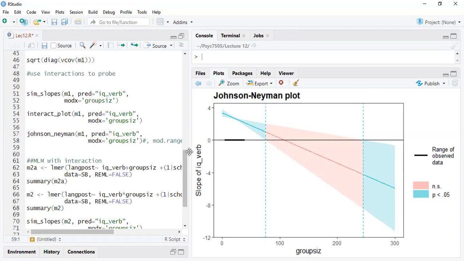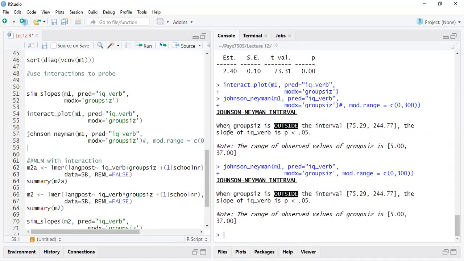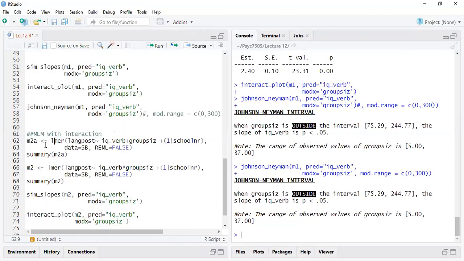But I do want to talk about fitting these models with multi-level modeling first. So the multi-level model version, we're going to use lmer. We've got language post-test scores are predicted by verbal IQ and group size, plus a random intercept.